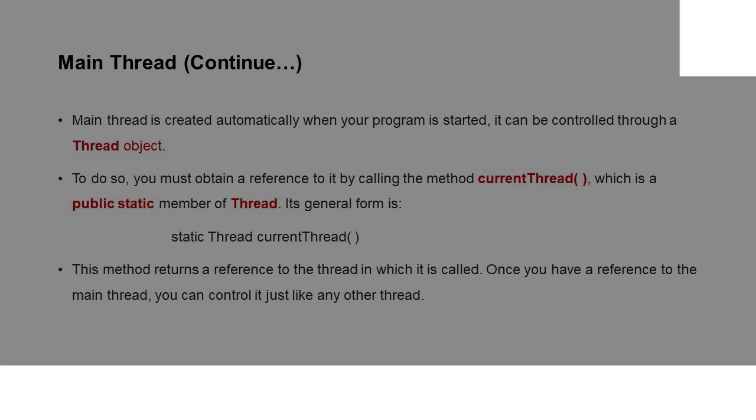The main thread is created automatically when your program is started. It can be controlled through a Thread object. To do so, you must obtain a reference to it by calling the method currentThread, which is a public static member of Thread. The general form is given. This returns a reference to the thread in which it is called. Once you have a reference to the main thread, you can control it just like any other thread. You have an example where you use currentThread, setName, sleep, and InterruptedException to go with it.